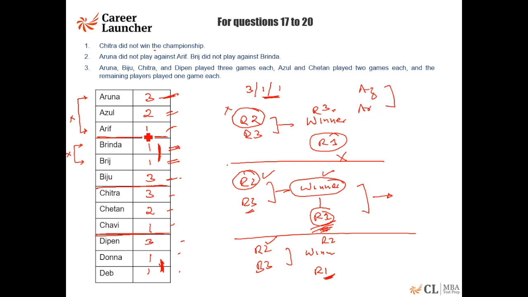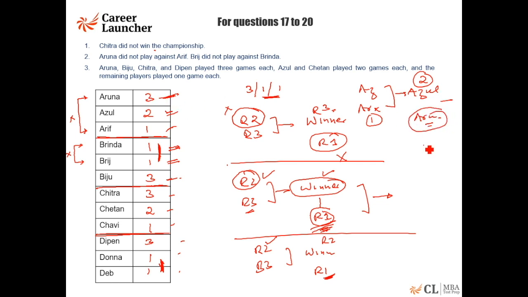Who will win? Arif has played only one game, so Arif will lose and Azul will move and play with Aruna. So Arif has played one game, Azul has played 2 games now, so he will lose out. So Aruna has played one game with Azul, and what does it mean? She moves to the next round, the semi-final, and would win because she has to play 3 games.